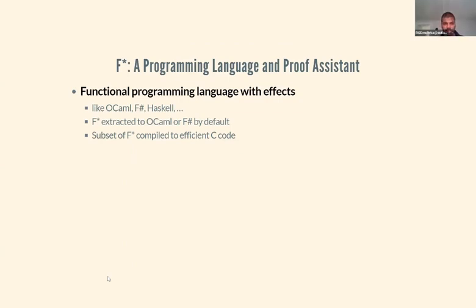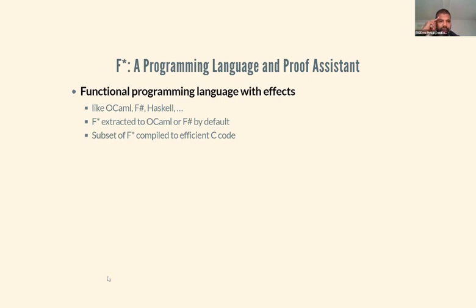What F* is, broadly speaking, is a programming language and a proof assistant based on dependent types. And it has a few notable features. So let me just start with a high-level tour of what F* is before we dive into more specific uses of it. So it's a functional programming language with effects. So it's at some level, as a programming language, it looks like OCaml or F# or Haskell. It's a language in the ML family.